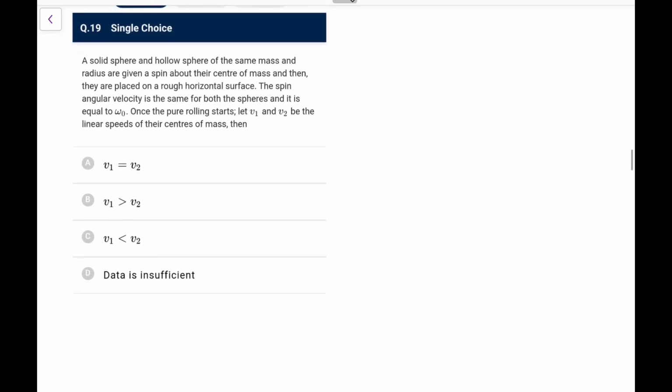Neat. A solid sphere and a hollow sphere, same mass and radius, are given a spin about the CM, and then they are placed on a rough horizontal surface. The spin angular velocity is the same and is equal to omega naught. Once pure rolling starts, let v1 and v2 be the linear speeds of their centers of mass, then what will happen? In such questions, you just remember you have to spin it, let's say like this, omega naught. About this initial point of contact P, finally when it comes to pure rolling, it is v and v by R. We know angular momentum about P remains conserved because friction acts here, and the normal and mg torques about point P are 0.